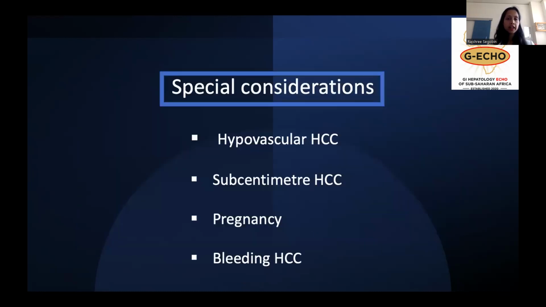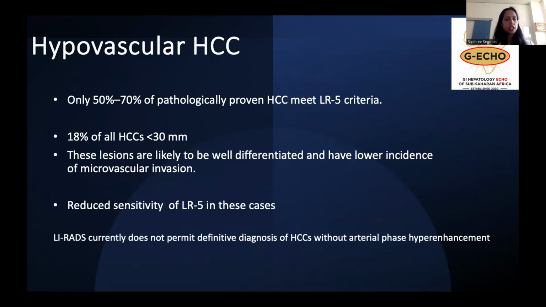I will now be focusing our attention on some special populations that we encounter in the management of HCC. I will be talking about hypovascular HCCs, sub-centimeter HCCs, pregnancy, and the bleeding HCC. So 50 to 70% of pathologically biopsy-proven HCC meet LR5 criteria, which is quite specific. But 80% of all HCCs can be quite small, and they are likely to be well differentiated and have a lower incidence of microvascular invasion, which reduces the sensitivity of LI-RADS 5 in these cases.